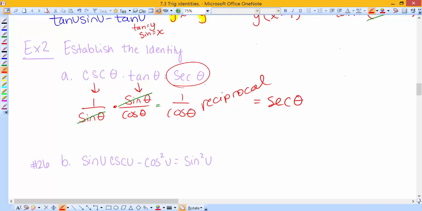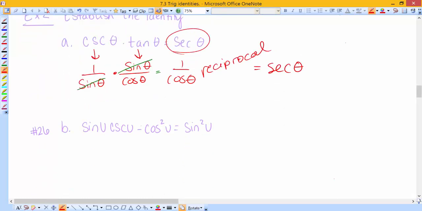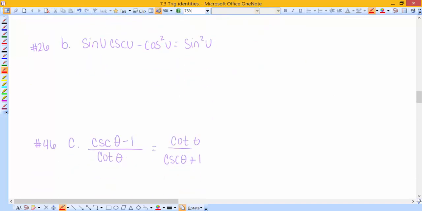And your answer, you guys, what I'm looking for when we have these on a quiz and a test, I am not looking for what is your final answer. I am looking for the work in between your beginning and the end. Please make sure you take the time to do the work. I will not give you credit at all if you just say, oh, this is secant, duh. Show the work. All right, let's move on to B.